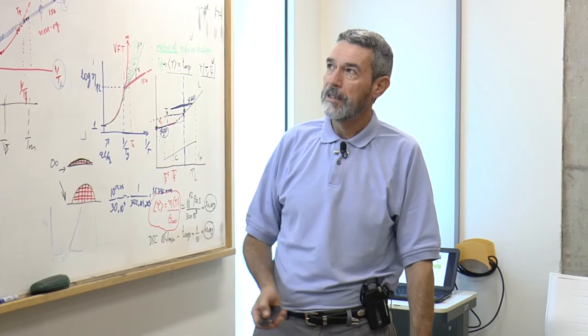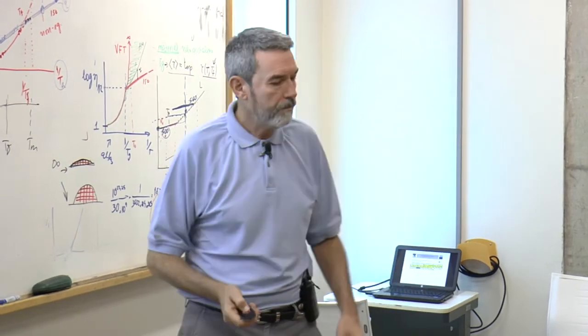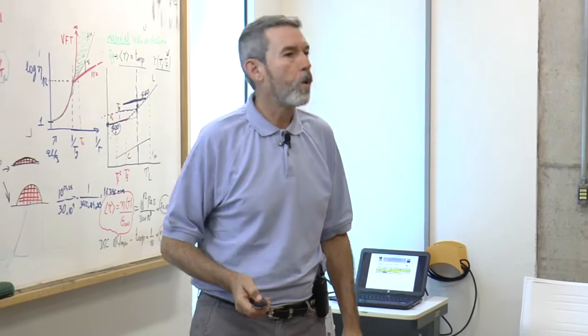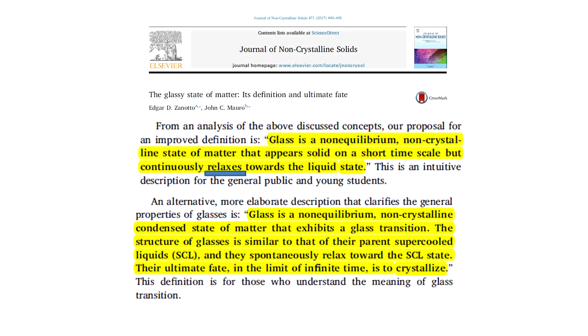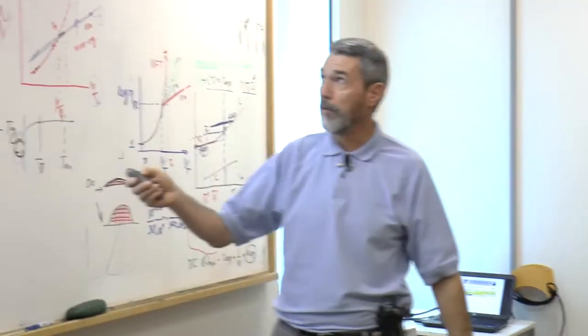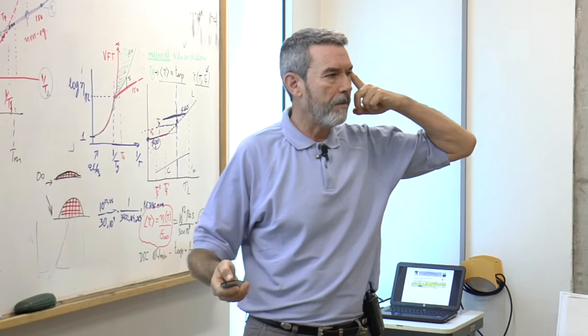And this is it. This is an easier, shorter definition. Glass is a non-equilibrium, non-crystalline state of matter. I believe you understand now that glass is non-equilibrium. You wait for some time, it relaxes. So it's non-equilibrium. It relaxes and then will crystallize, believe me. This is the key word you have to memorize.